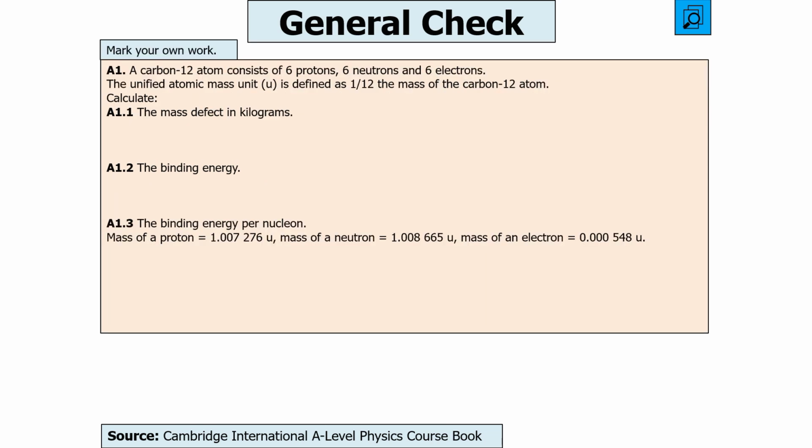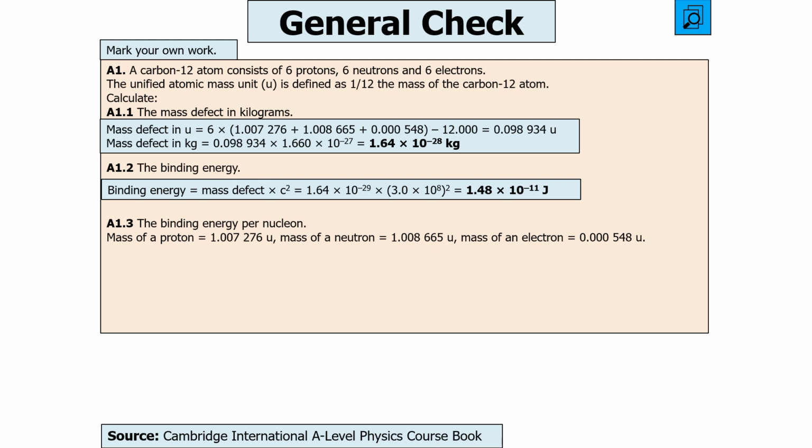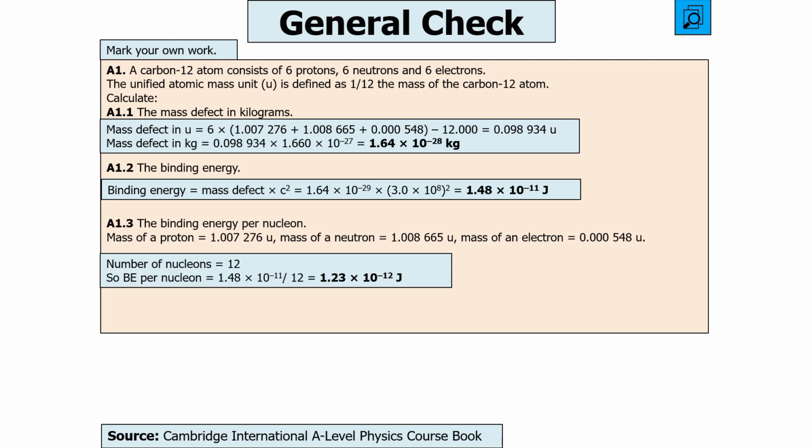Right, so the mass defect is going to be the mass of the individual components minus the mass of the nucleus, so you get 0.098934 u. Multiply that by 1.661 times 10 to the minus 27 to get it in kilograms to be 1.64 times 10 to the minus 28 kilograms. Multiply that by c squared to get the binding energy, so it's 1.48 times 10 to the minus 11 joules. Divide that then by the number of nucleons, which is 12, because you've got 6 protons and 6 neutrons. Electrons aren't nucleons. So you get 1.23 times 10 to the minus 12 joules.